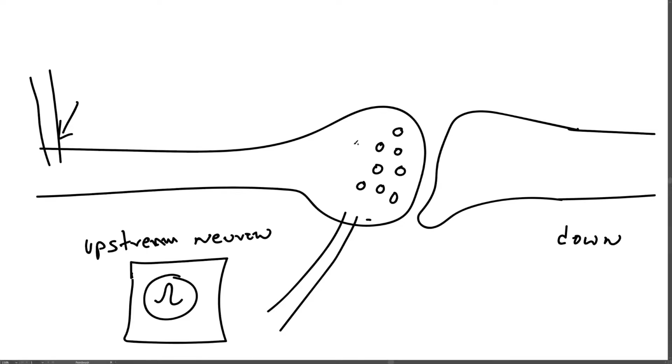When the electricity hits this part of the cell, the end of the cell, neurotransmitter is released by this presynaptic terminal. This is the presynaptic, or the upstream terminal, and this is the postsynaptic terminal. And we would have an electrode here, also hooked up to an oscilloscope.